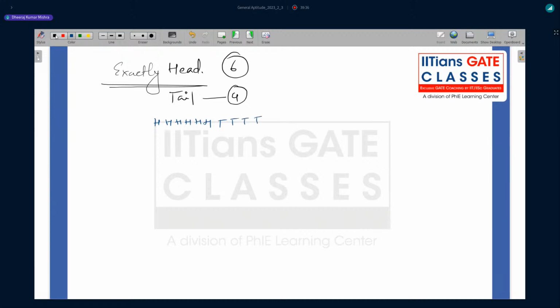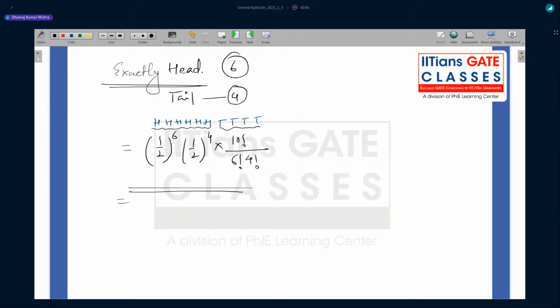So getting head means 0.5, or you can say 1 by 2 is the probability. So this is going to be 1 by 2 to the power 6, and then tail is 1 by 2 to the power 4. And now how many attempts are there? 10 attempts. And you see head is 6 times, you have to write 6, and here you have to write the 4 factorial. So whenever this kind of question comes, you can solve like this.